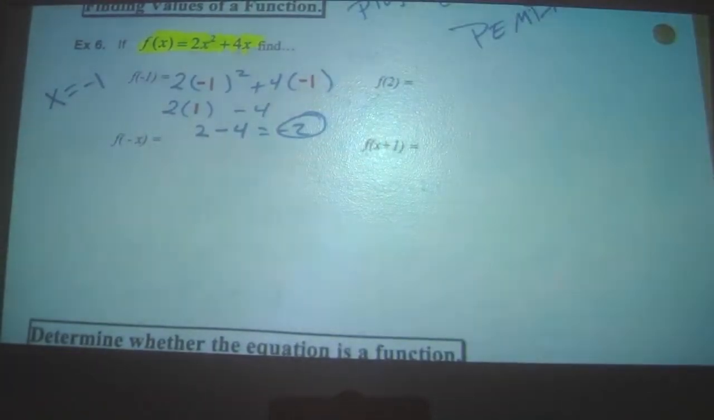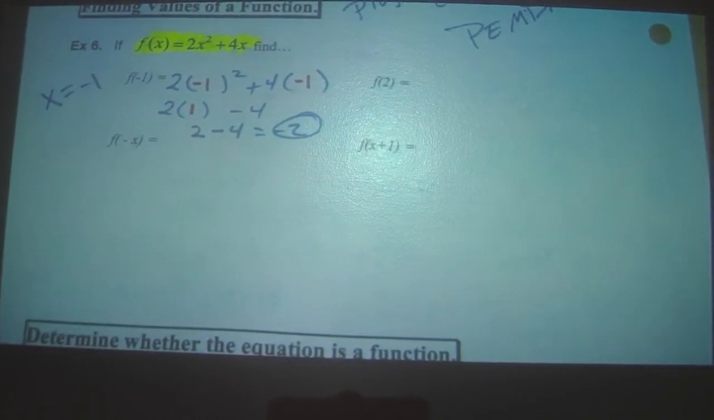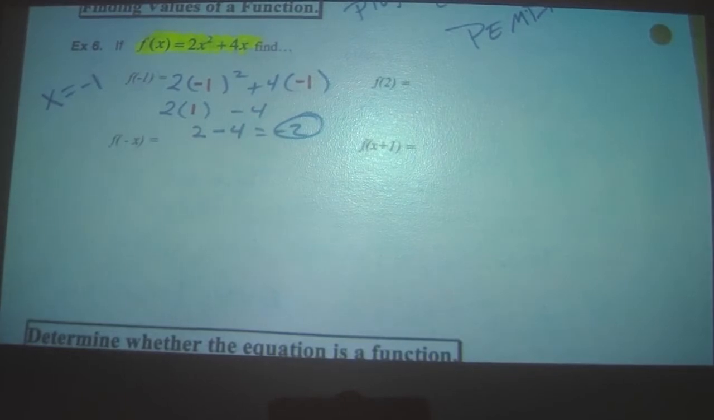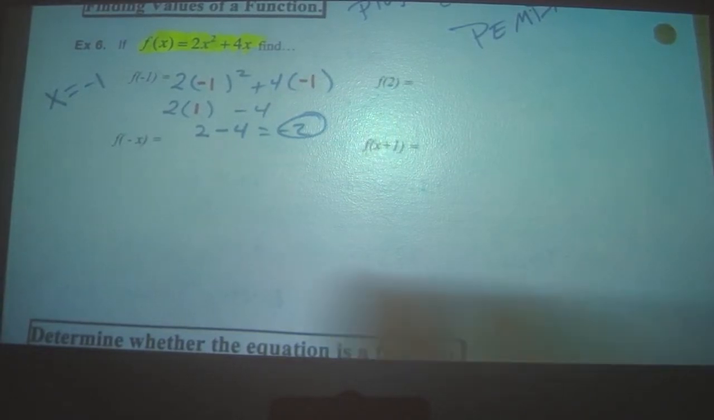Same thing with f of 2. Do we need to see f of 2 done? Yes or no? What do you guys say? Can I get a thumb on where we're at? Do you need to see f of 2, or are you guys good? Thumbs up, move on. I don't want to waste your time. Then I'm going to move on to the next one.